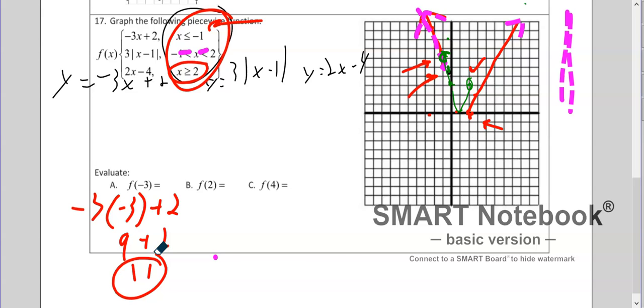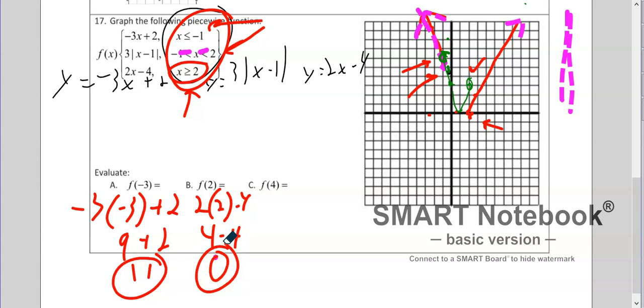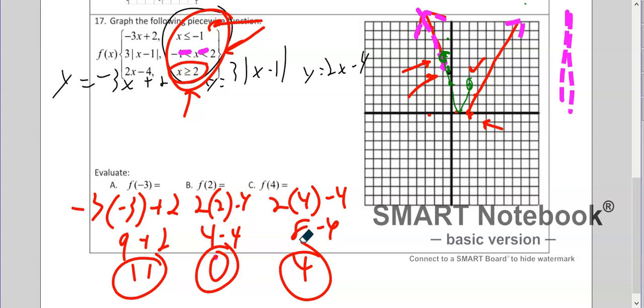Okay, f of 2. Well, that one's a tricky one because if you look here, you think, oh, it goes there. But remember, that's less than 2, not less than or equal. So it has to be the third one. So that's going to be 2 times 2 minus 4. And that's actually one of our points. So that's 0. And now where would 4 be? Well, that's greater than 2, so that's going to be plugged into the same one. For 4, that one we could have found on the chart. Right there.